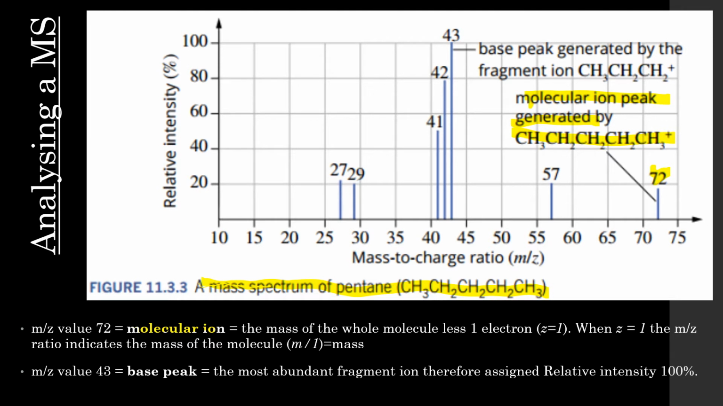The next concept to think about is the base peak. The base peak has the highest relative intensity, so that's the most abundant fragment ion. It's assigned the relative intensity of 100%, and all the other abundances are a comparison to it. So we call this the base peak fragment, and this is for the ion CH3CH2CH2 plus. So it's some sort of propyl fragment, isn't it? It's lost a CH3 and a CH2 there.